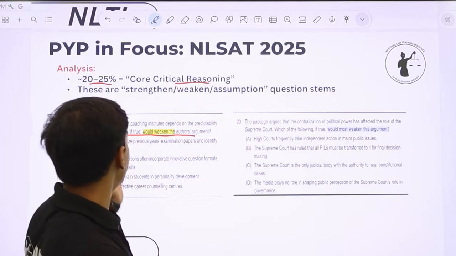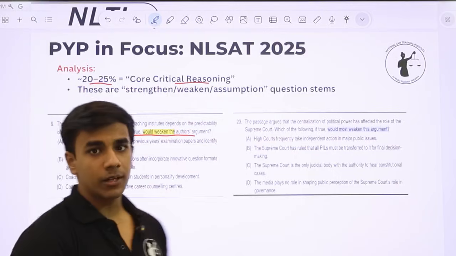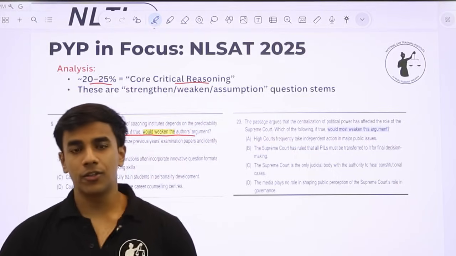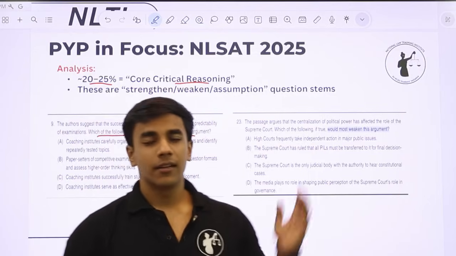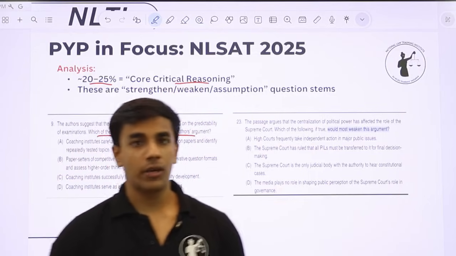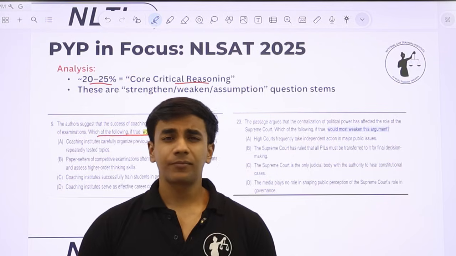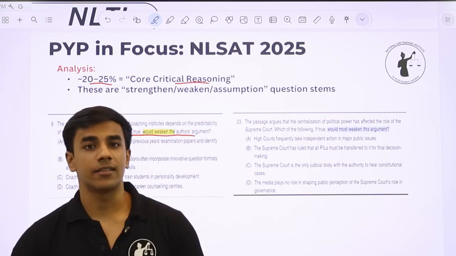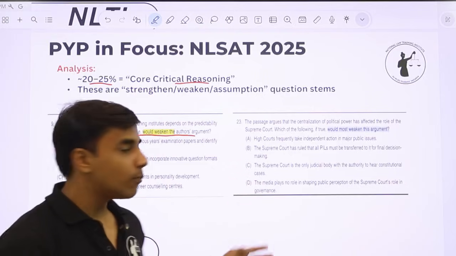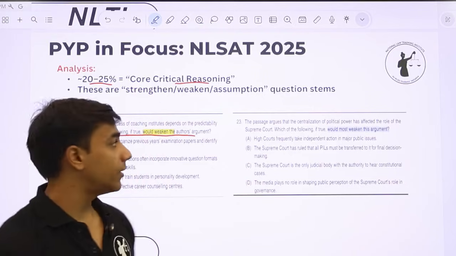And what he has argued is that coaching institutes depend on the predictability of examinations, which is actually true, because if, for example, NLSAT 2026 is not predictable, then there is no point discussing NLSAT 2025, and no point even running a course for NLSAT because we won't know what the syllabus is. That is why the author's argument is this, and now we have to weaken the argument.